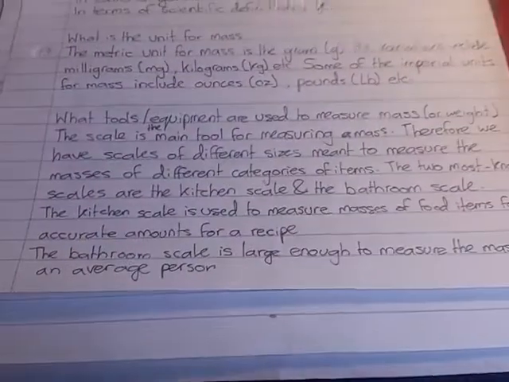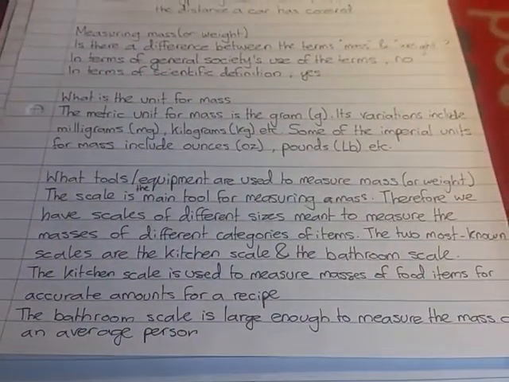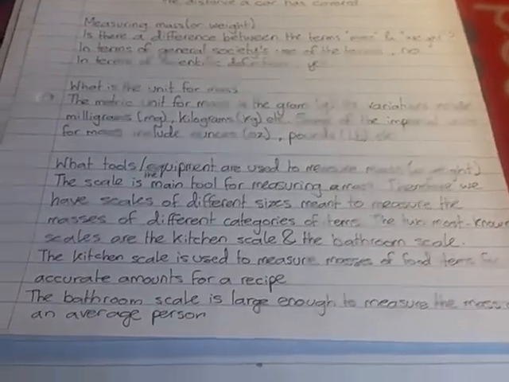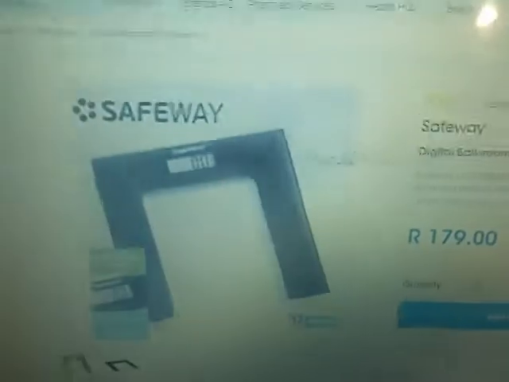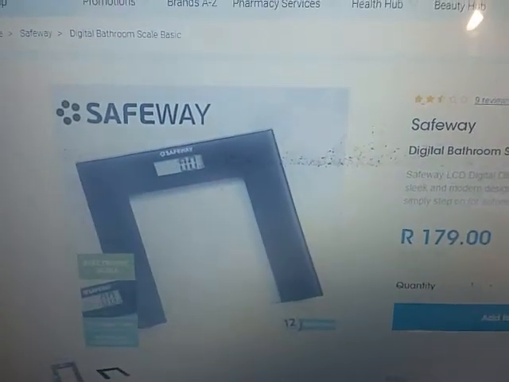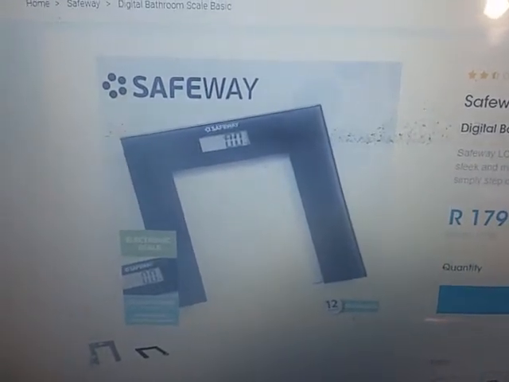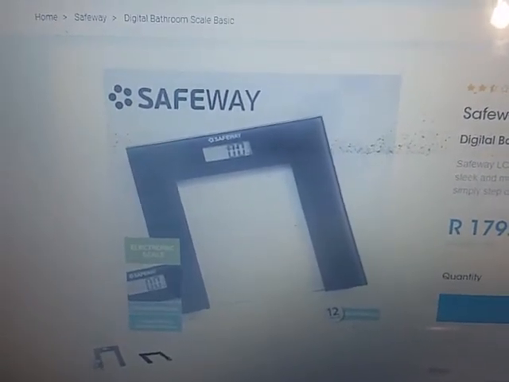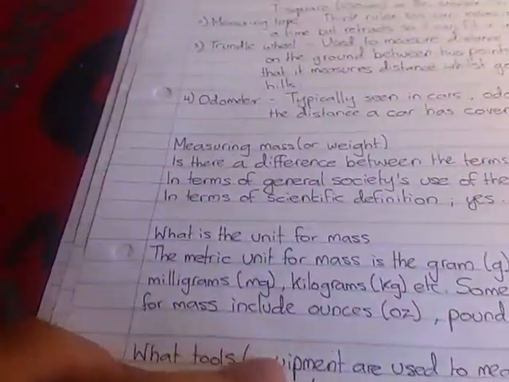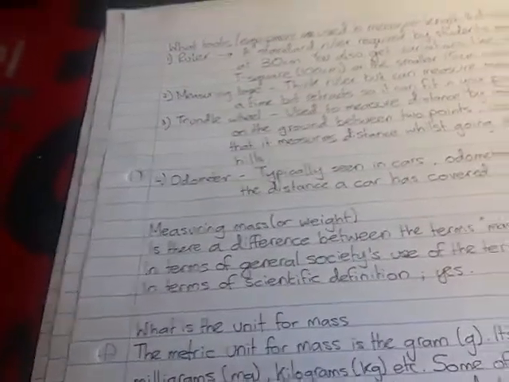Then you get the bathroom scale. The bathroom scale is large enough to measure the mass of an average person. So bathroom scales, of course, are much bigger than kitchen scales, and that's so they allow an actual person to stand on it and take their mass. That's it, and that's mass and weight. Let us move on.